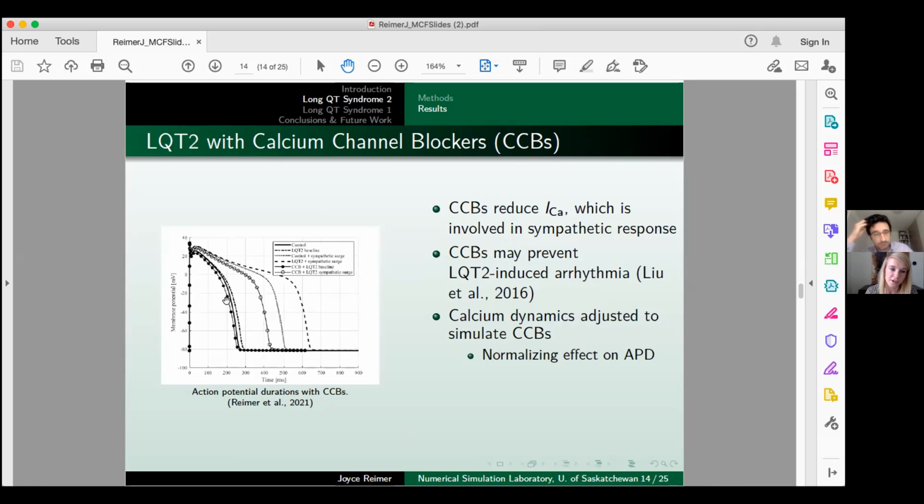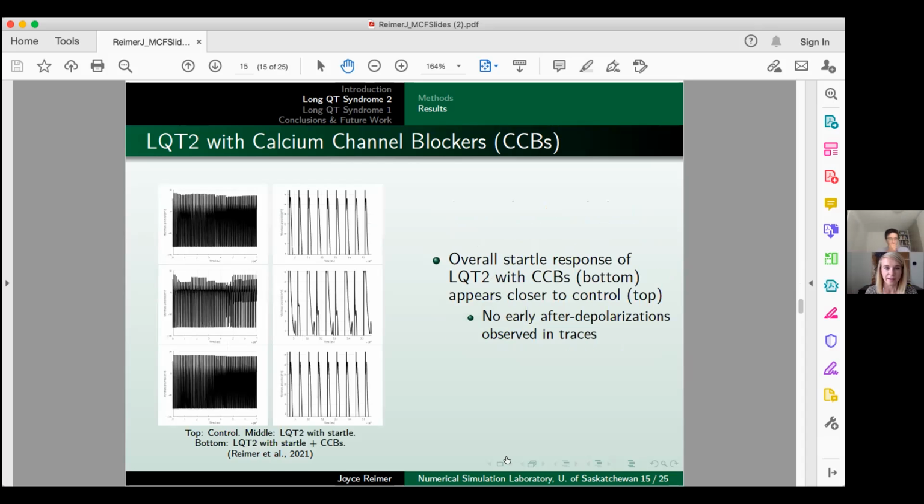With the filled in circles, here is just at a baseline level. So it's shortened and it's closer to the control action potential. Even when we apply a sympathetic surge, we see a much less pathological extension of the action potential. And it also holds up when we apply that startle response, which is at the bottom here, long QT2 with the calcium channel blockers. So we were able to simulate the symptoms and the triggers and a treatment for long QT2 syndrome.